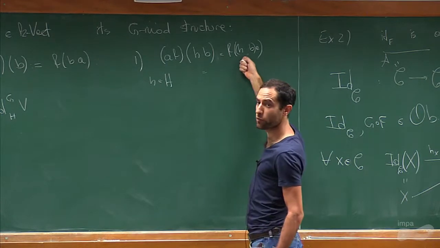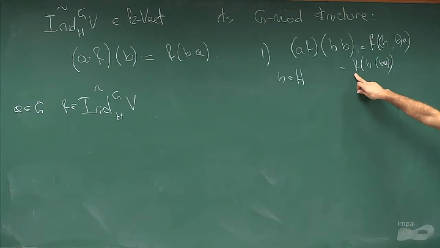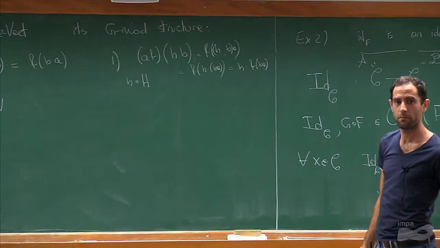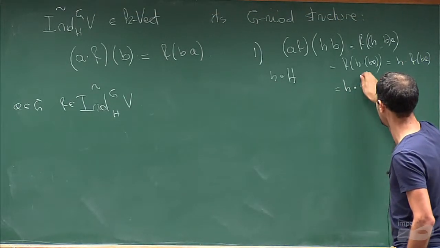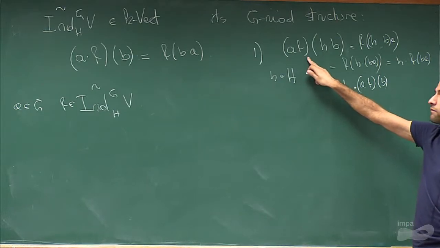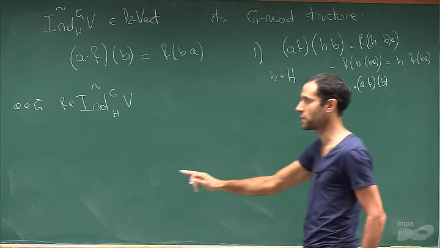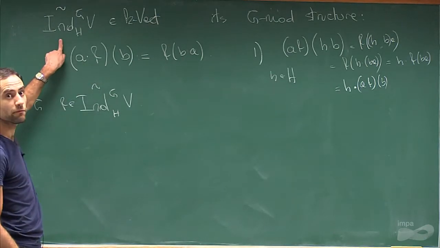Now, by associativity of the group G, this is the same thing as F of H B times A. And by the fact that F was an element in the induced module, this is the same thing as H acting on F of B A, which is what my definition was. So now this is H acting on A F evaluated at B. So I have that A F evaluated at H times B is the same thing as H acting on A F evaluated at B, which is this equation here. So my function A times F is a well-defined object in this vector space.